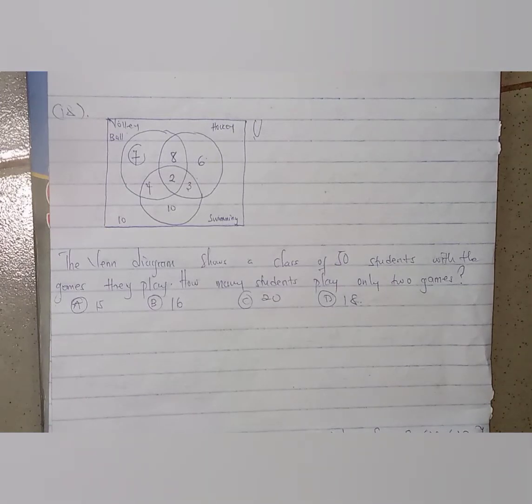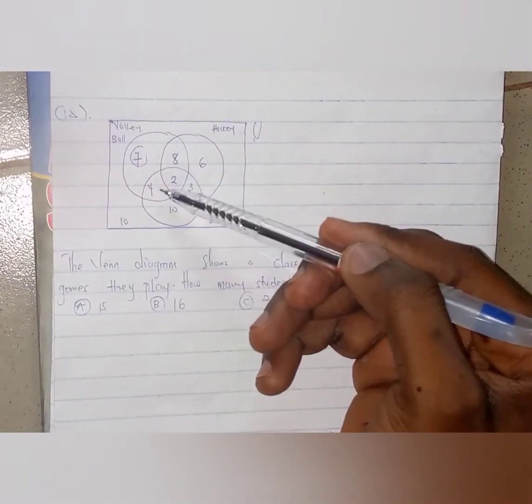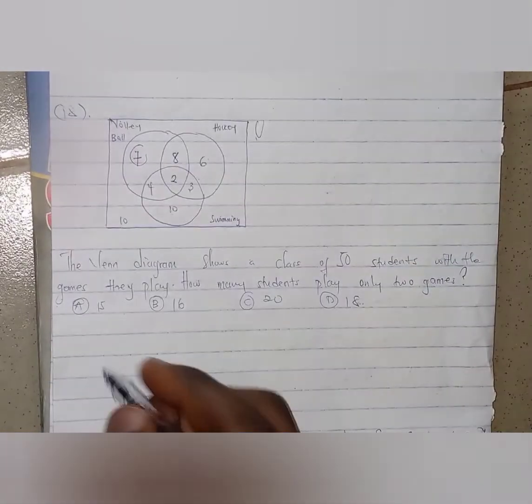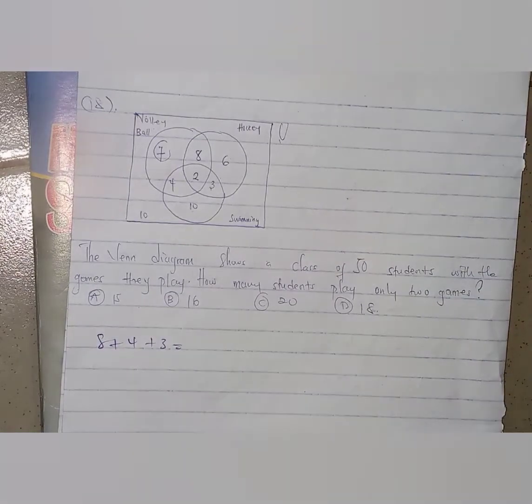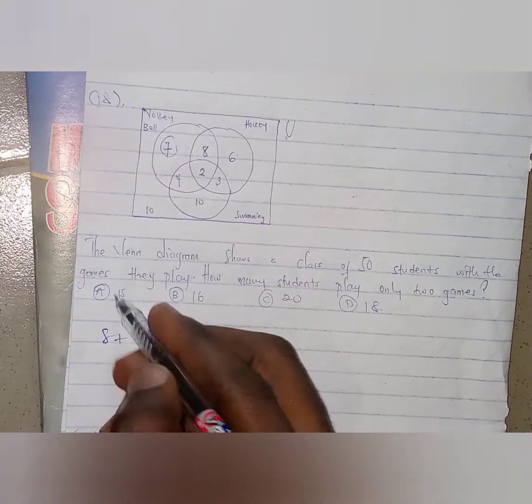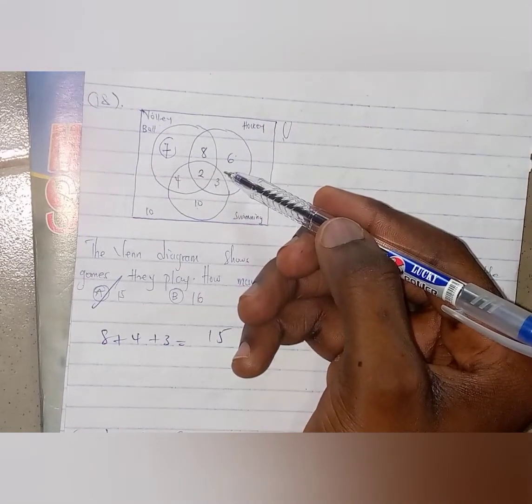The number of students that play 2 games is the summation of 8, 4, and 3. So 8 plus 4 plus 3 gives us 15. So A is correct.